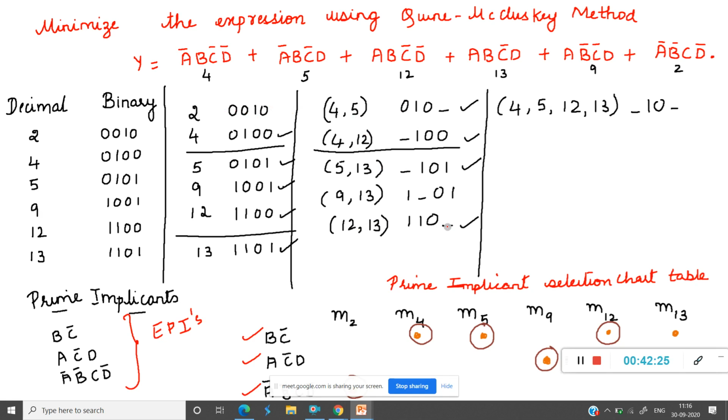See here, last dash is there. Here also last dash is there. Only 1 bit difference is there. It is dash 10 dash. 4, 5 is compared with 12, 13.